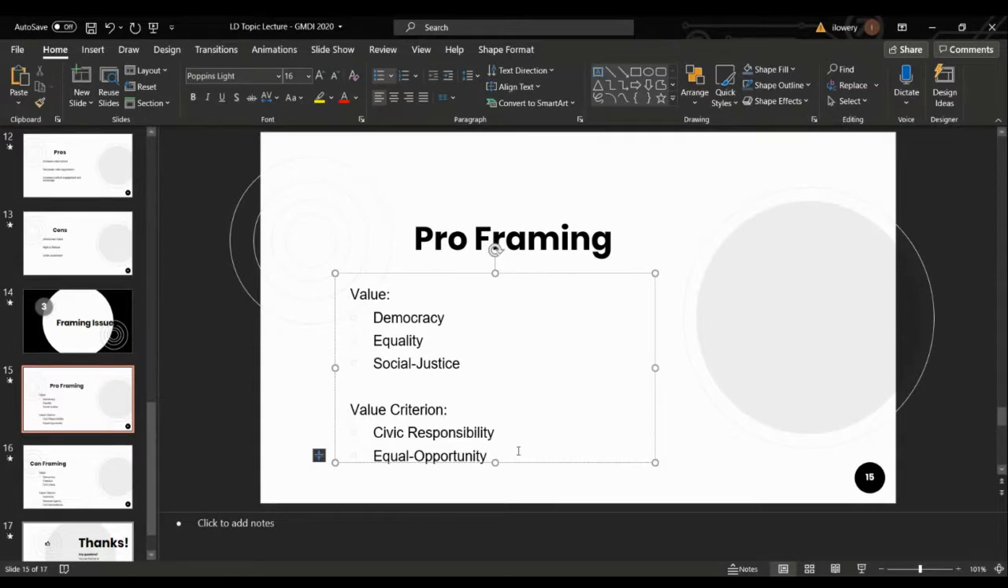Also, a criterion of equal opportunity works very well with the equality and social justice values because you can argue that compulsory voting will lead to tangential policies that make it easier for people to vote, thus decreasing voter suppression.